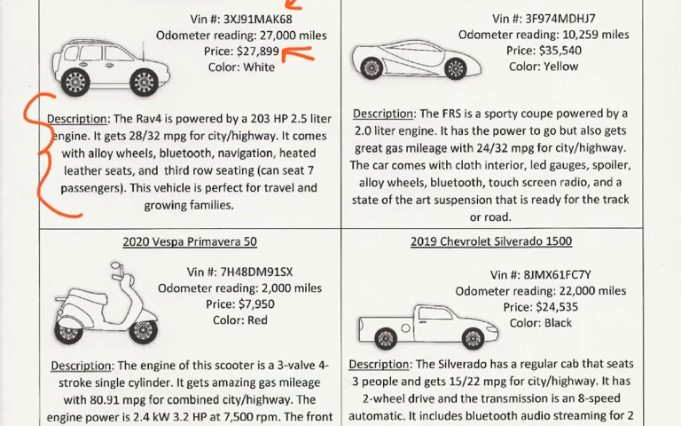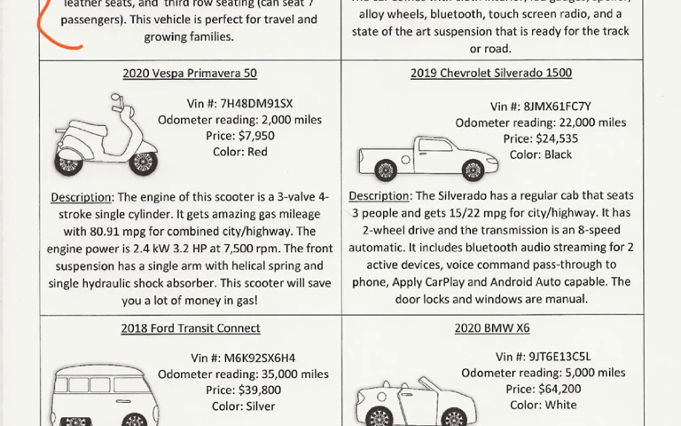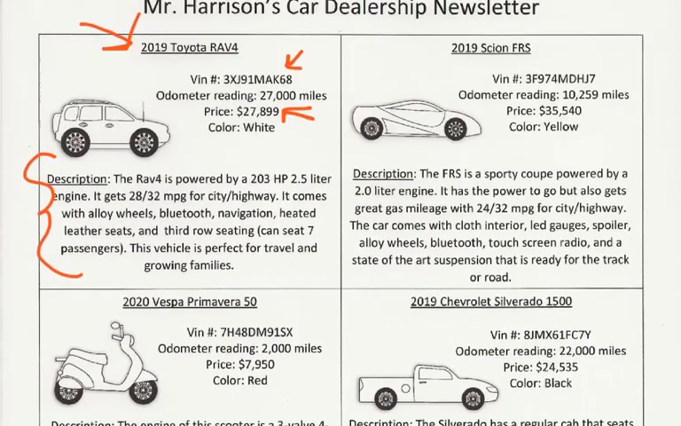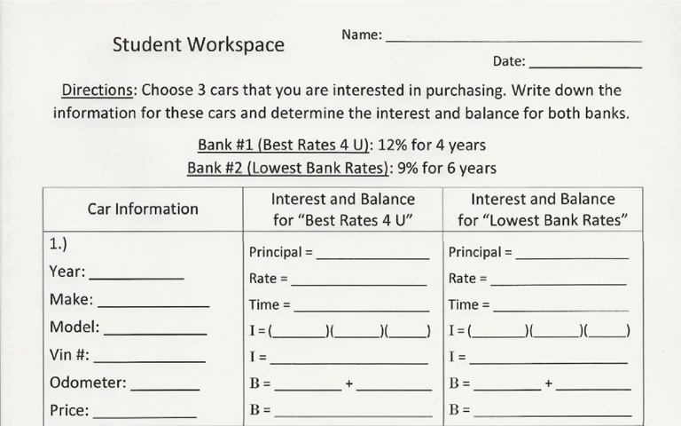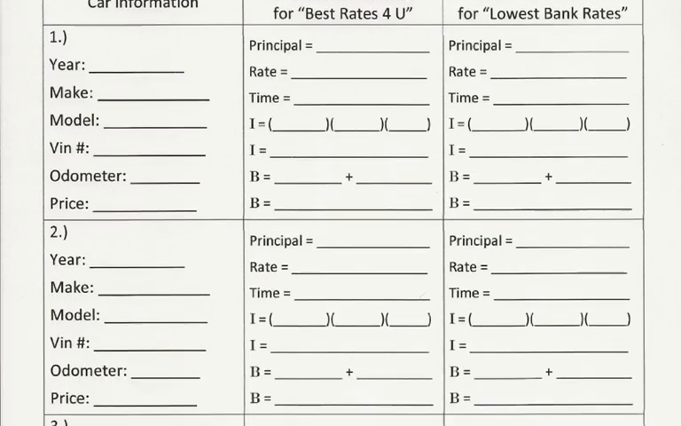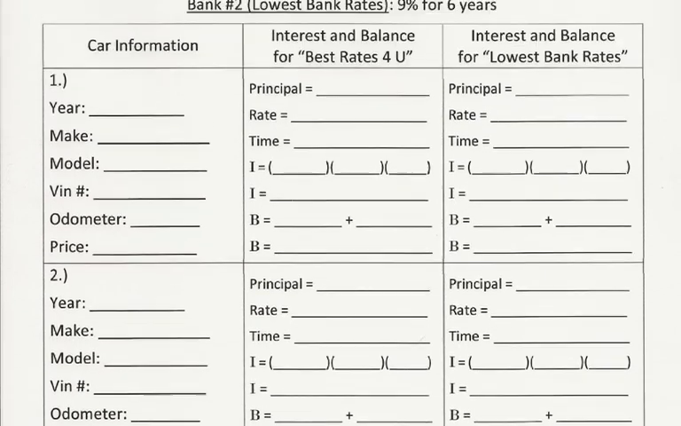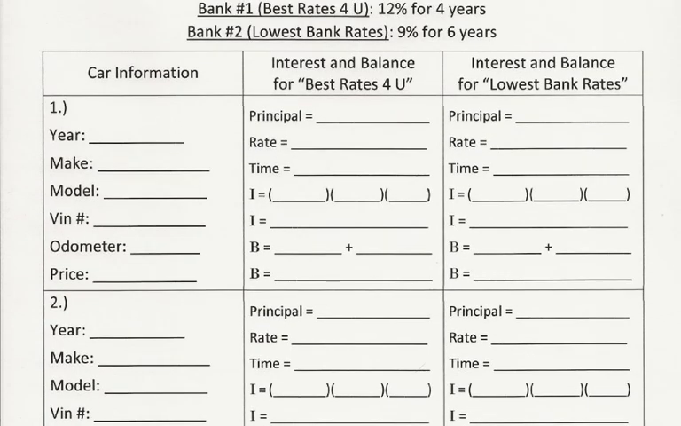So what you guys are going to do is you're going to look at these 6 models. You're going to pick 3 of them. Now, over on this next sheet here is where you guys are going to write the information. So on this sheet now, you're going to write the information for your 3 cars, and that goes in this column right here. So you're going to write your 3 cars.